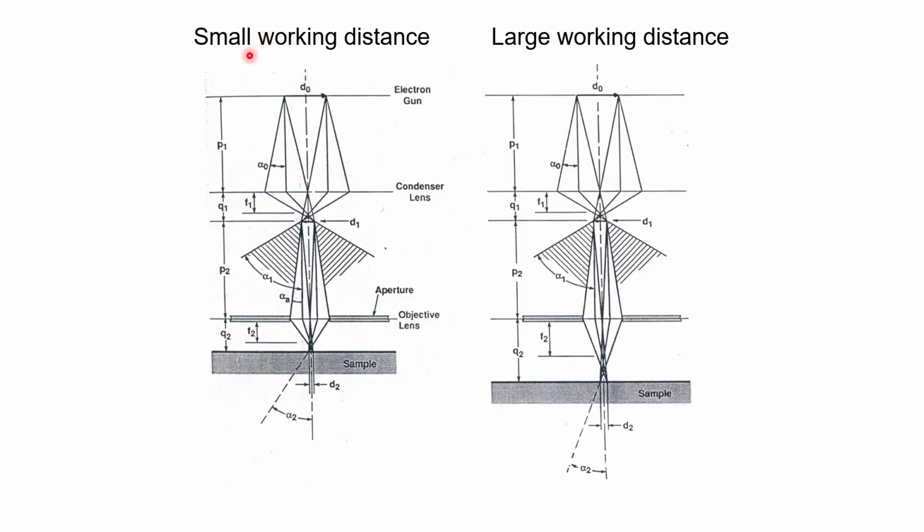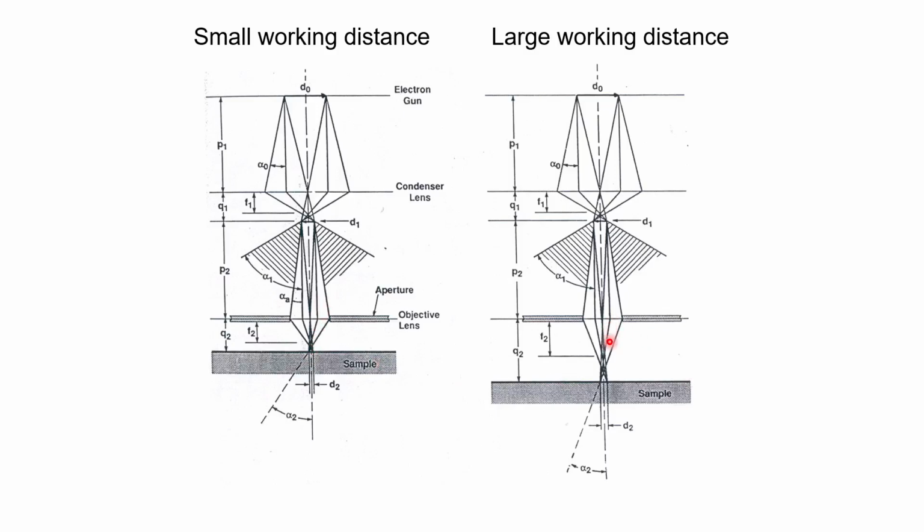Next, lastly, we'll discuss this working distance. What will be the effect of the working distance? Here is the electron gun, and the electron beam is coming from the electron gun to the condenser lens. The condenser lens strength is the same, so d1, the diameter of the electron probe after passing through the condenser lens, is the same, and after passing through the objective lens, it gets focused at a certain point.